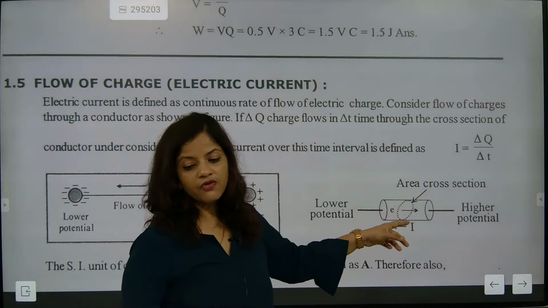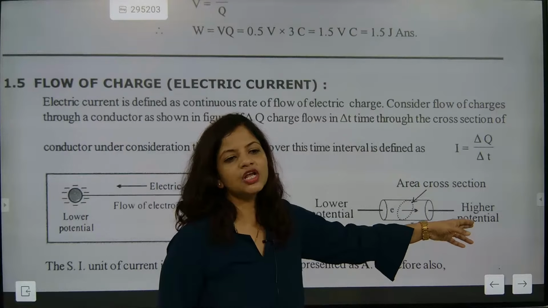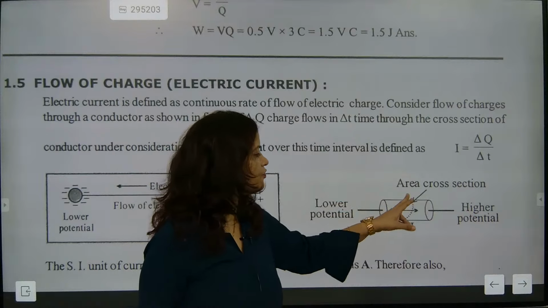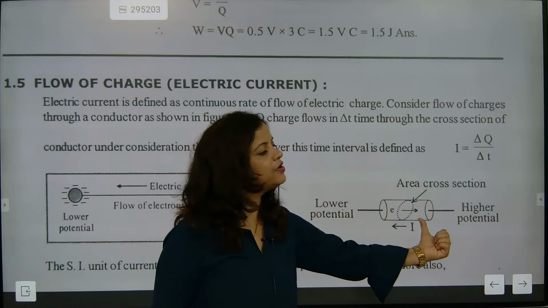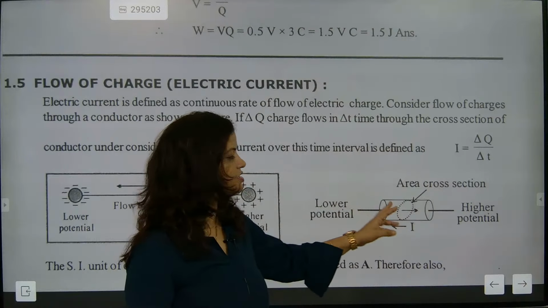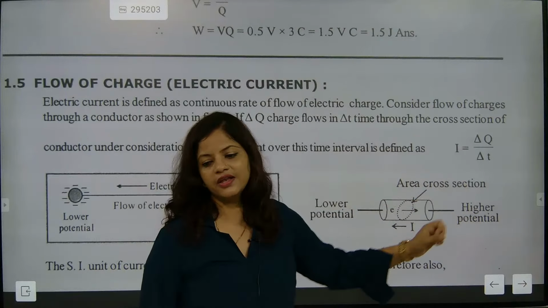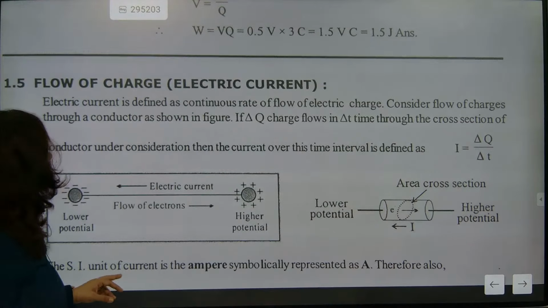Now this is exactly called the area of cross section. This is lower potential, negative terminal. This is higher potential, positive terminal. You can see that the electron is moving in this direction and current is moving in this direction. Higher to lower is current, lower to higher is electron. Understood? Higher to lower is the conventional direction we are talking about.